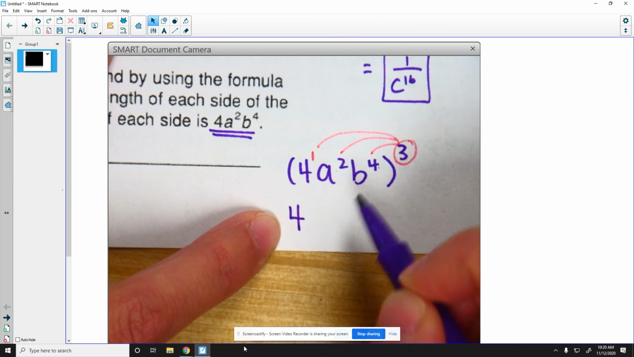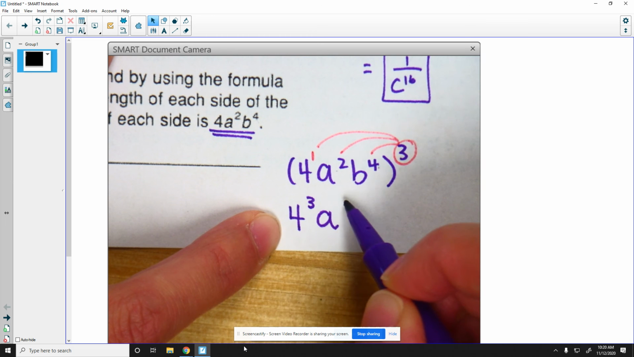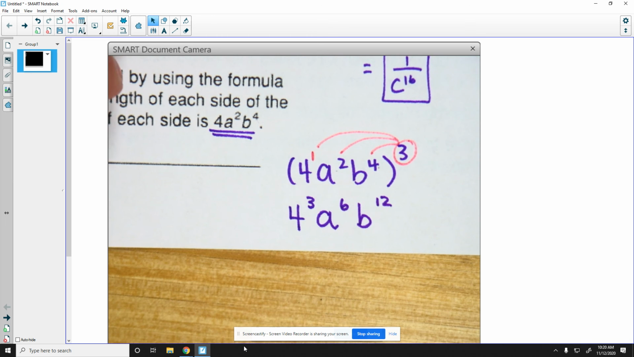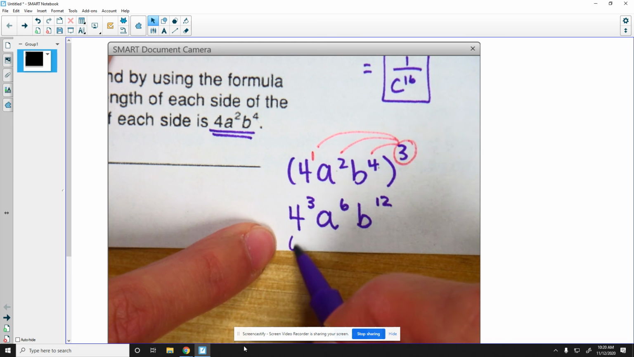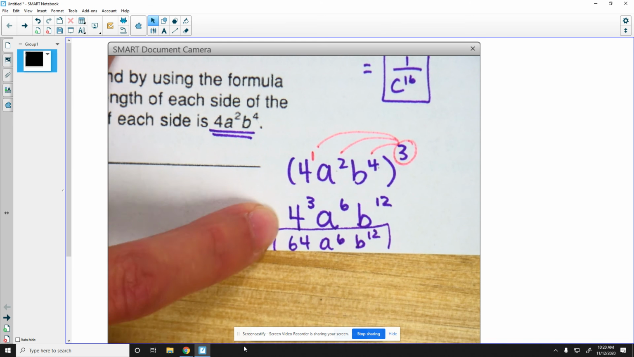So 4 to the 1 times 3 is 3. A to the 6, B to the 12. If you really wanted to multiply out 4 to the 3rd, that's just 64, A to the 6, B to the 12, right? But I would honestly take either one.